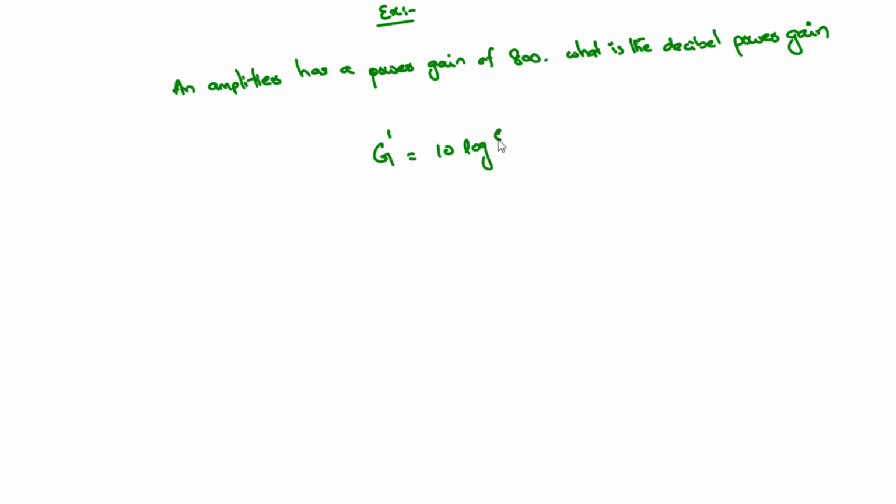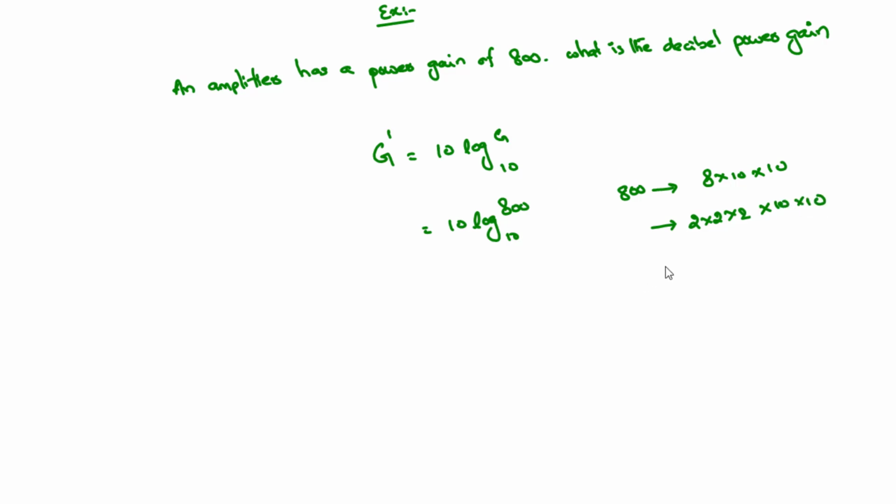So now G dash is equal to 10 log G to the base 10. Now the gain here is 10 into log 800 to the base 10. Now how do I write this 800? From the known values that I have, 800 can be written as 2 into 2 into 8 into 100, and 8 is written as 2 into 2 into 2, and 100 is 10 into 10.